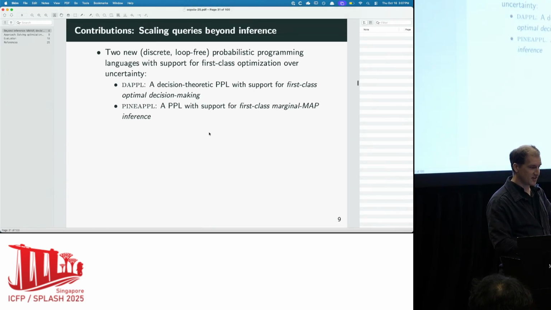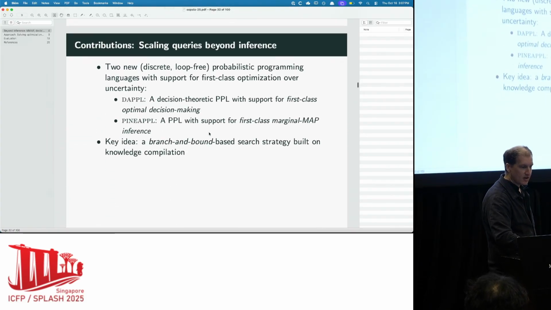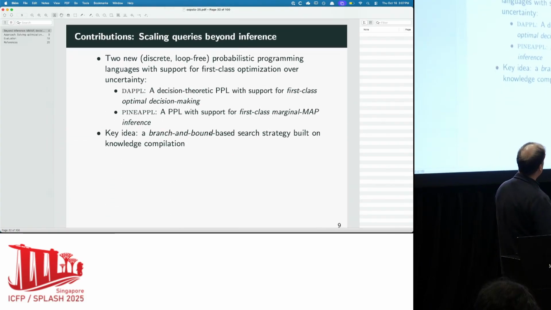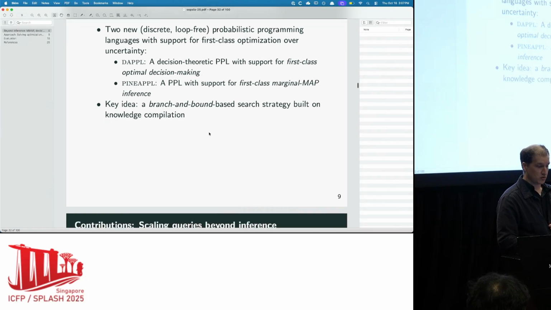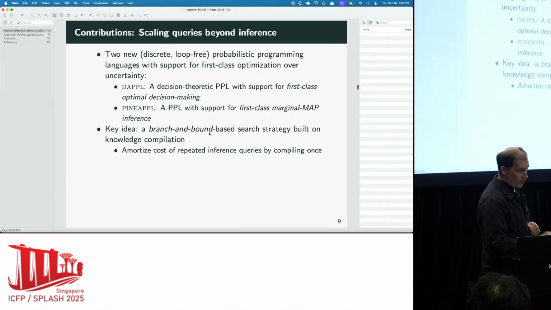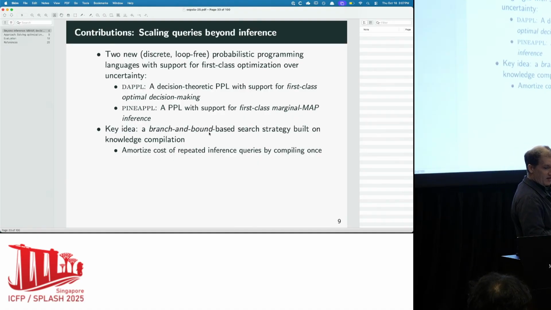We were curious to see what the language design of these things would look like. The key idea that I think we bring in this paper is a branch and bound based search strategy built on knowledge compilation that can solve these two problems. And really the point is that we're going to amortize the cost of repeated inference by compiling once.